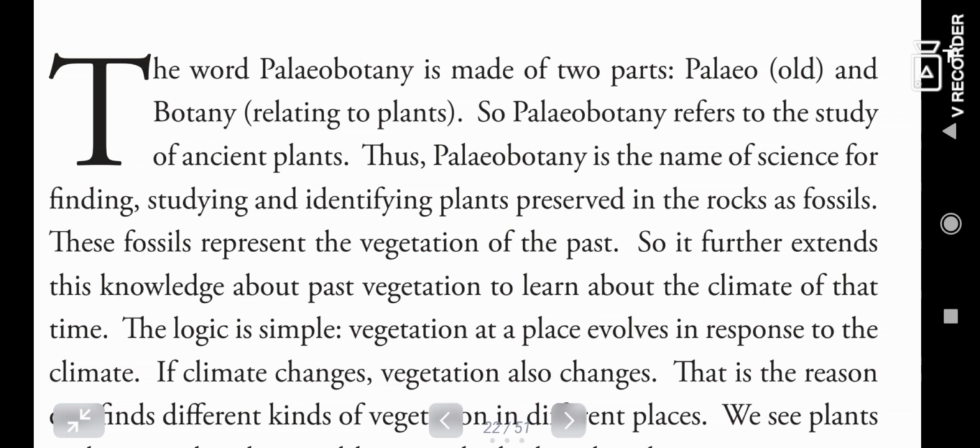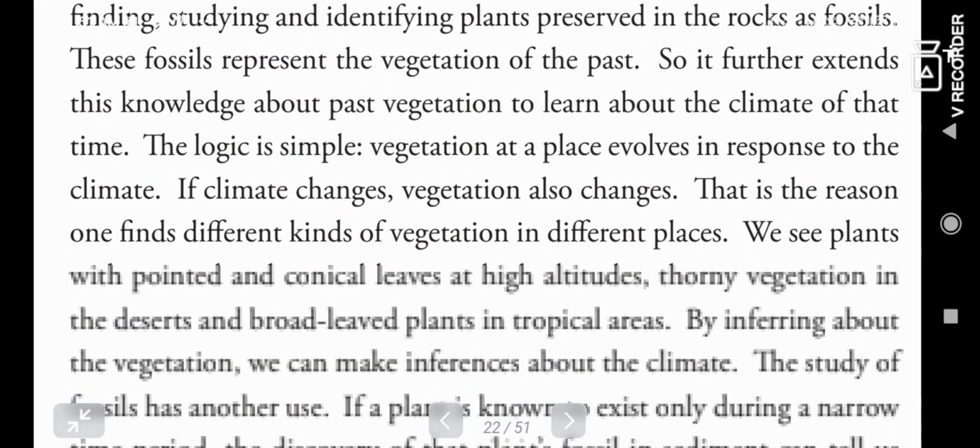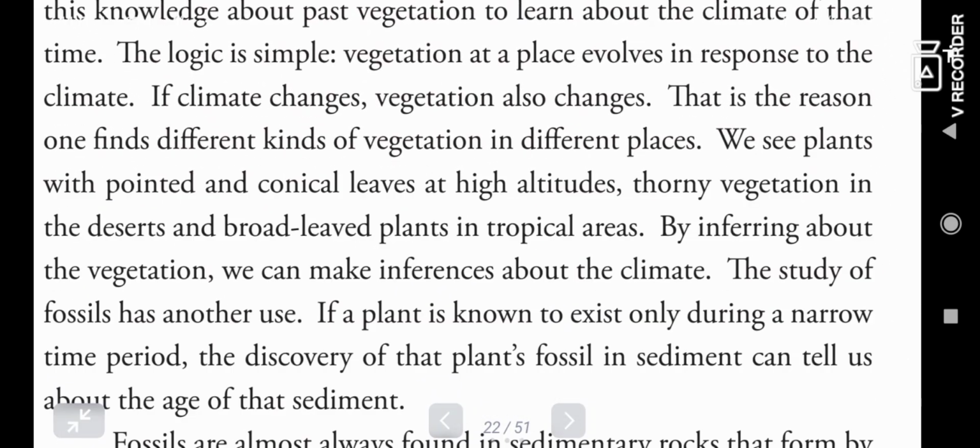Vegetation at a place evolves in response to the climate. If climate changes, vegetation also changes. That is the reason one finds different kinds of vegetation in different places. We see plants with pointed and conical leaves at high altitude, thorny vegetation in the deserts, and broad leaved plants in the tropical areas. So by inferring about the vegetation, we can make inferences about the climate.